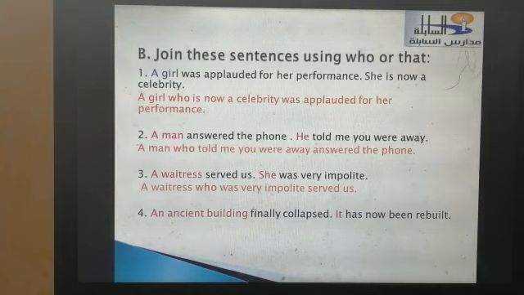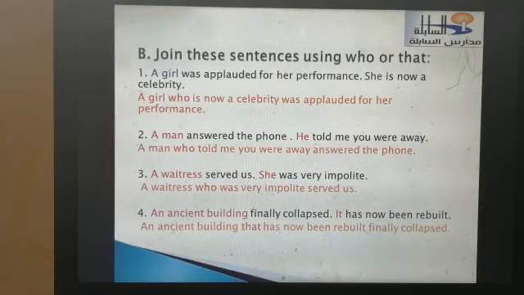An ancient building finally collapsed. It has now been rebuilt. Here we are talking about a building, not a person. So we will use that. And try to notice that these relative pronouns come immediately after a noun. An ancient building that has now been rebuilt finally collapsed.